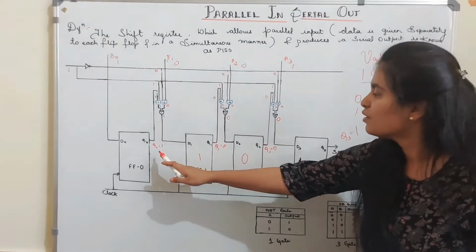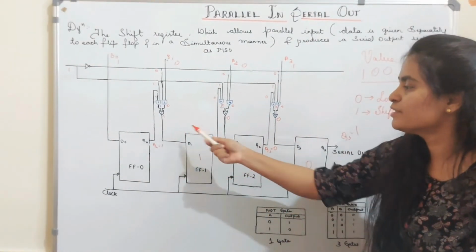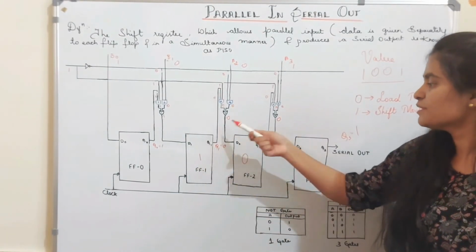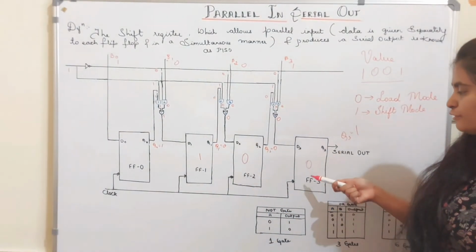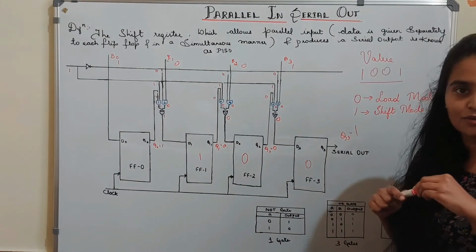So you can see here 1, 0, 0, 1, and the output, if you consider, it is being shifted from the first flip-flop to the second flip-flop 1, and then 0 is being shifted to the third flip-flop 0, and then again it is being shifted to the fourth flip-flop 0, and 1 is given out. So this is how serial and parallel works.